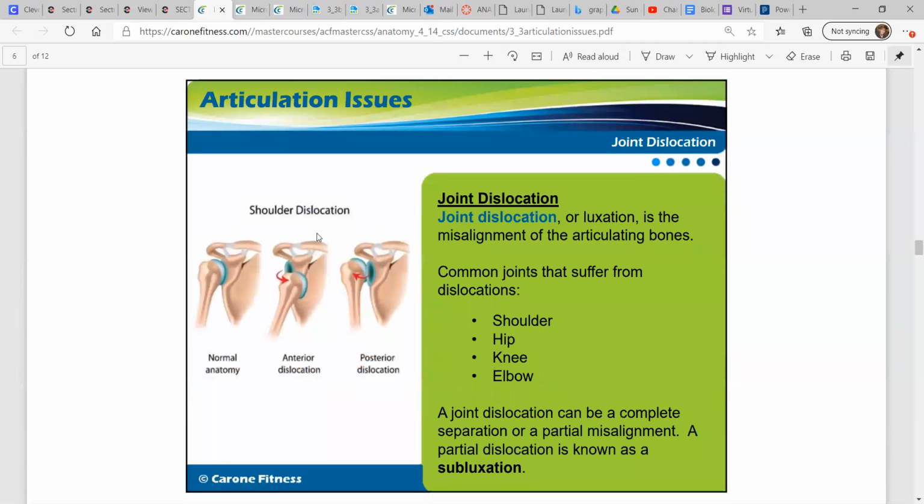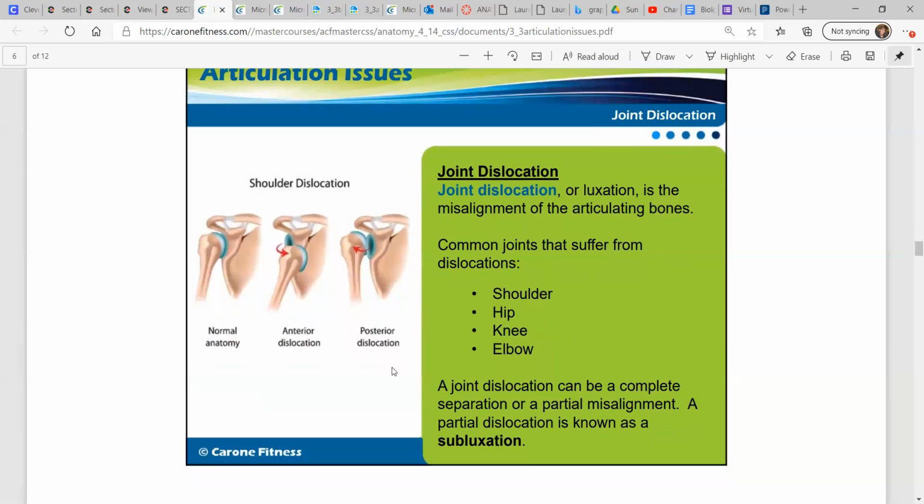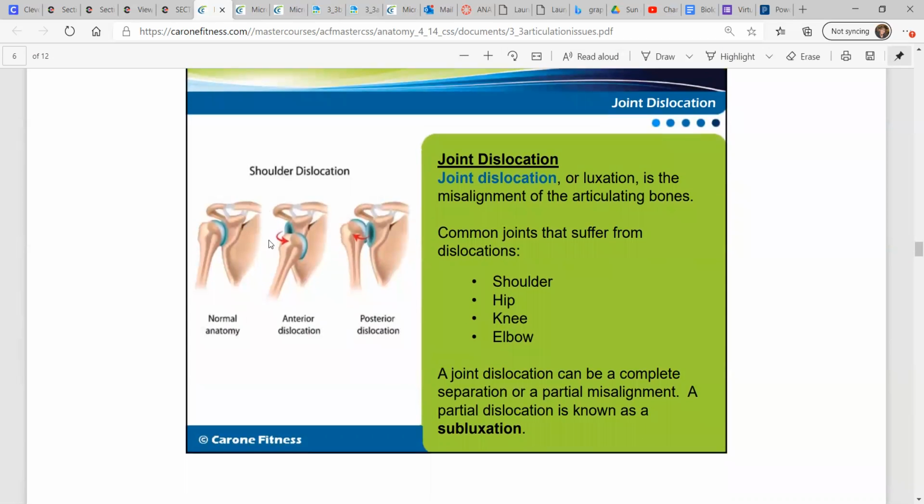The next issue is joint dislocation, or luxation, and that is the misalignment of the articulating bones. Common joint dislocations are your shoulder, hip, knee, elbow. That can be a complete separation or even a partial misalignment, and that's called a subluxation. So here's a normal shoulder. Here's a dislocated anterior, so it's moved forward, and then posterior, it's moved backward.